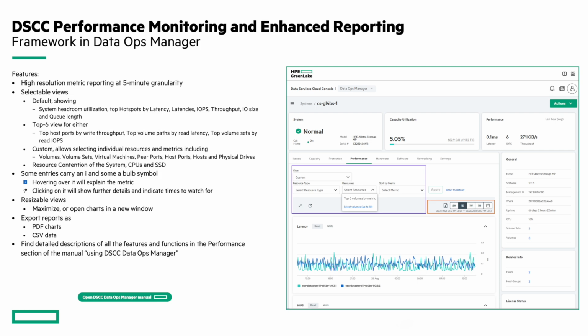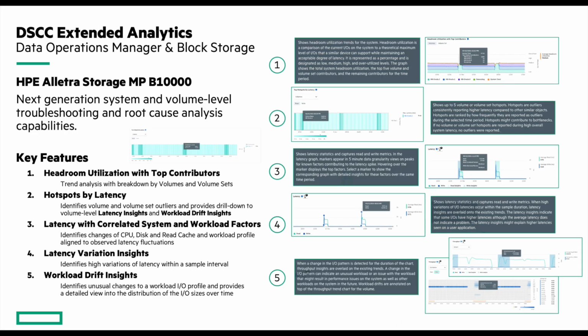Because it's going to look at things like headroom utilization for your top contributors, hotspots of latency and latency variations, and workload drift, and all things like that. So it's going to look for anomalies. And it's not just going to point out, hey, something's wrong. No, it's going to make a recommendation. It's going to say, here's a remediation for this. I'm seeing this, and here's how you can fix it. Oh, that's really cool.